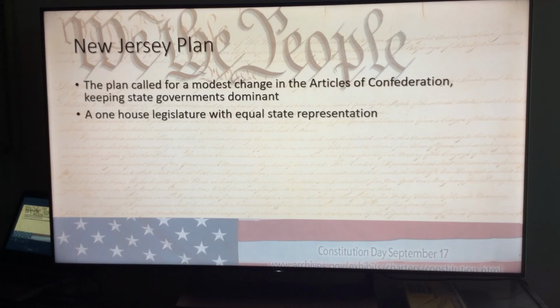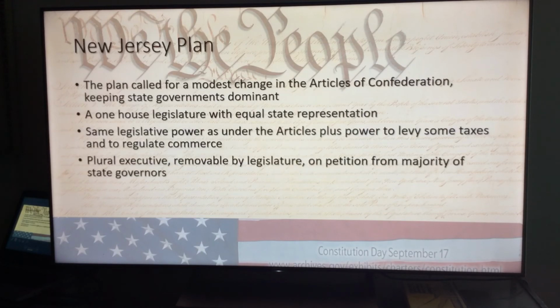Is that fair for Virginia that has a large population as compared to the others? Yes, it is unfair. Same legislative powers under the Articles, power to levy some taxes and regulate commerce. So they would regulate trade between states. I think this is where both the Virginia plan and New Jersey plan agreed. And then they were allowed to have some taxes.